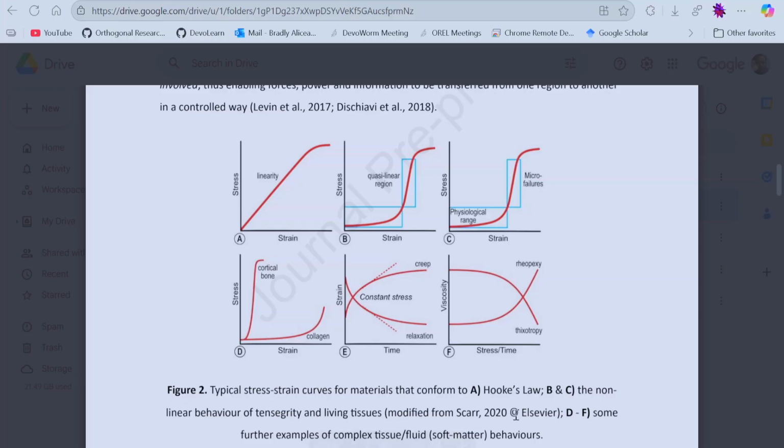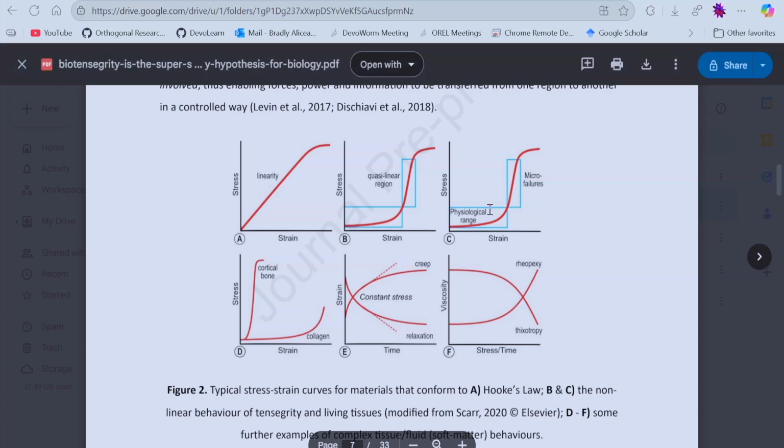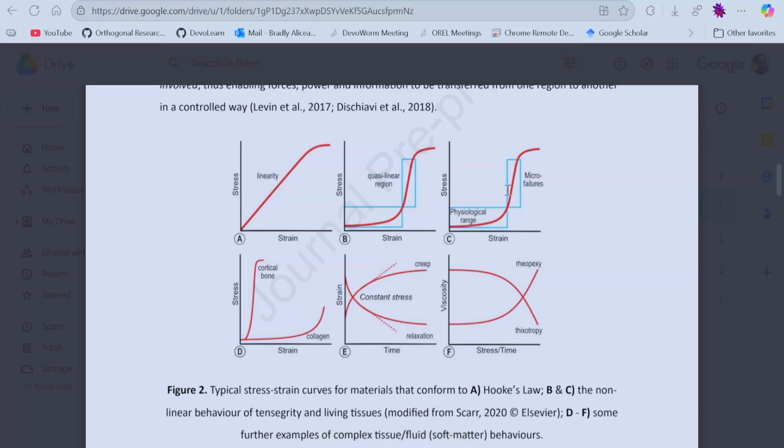Then in B and C you have the nonlinear behavior of tensegrity in living tissues. You have these quasi-linear ranges, but they're decoupled, and the whole regime isn't linear. You might expect for some strain values the stress values to be linear, and then there's this phase transition where the stress values are much different given the input strain values, and then you have these quasi-linear regions which are local but not global. Yeah, they have a change of state. This is an example here in C.